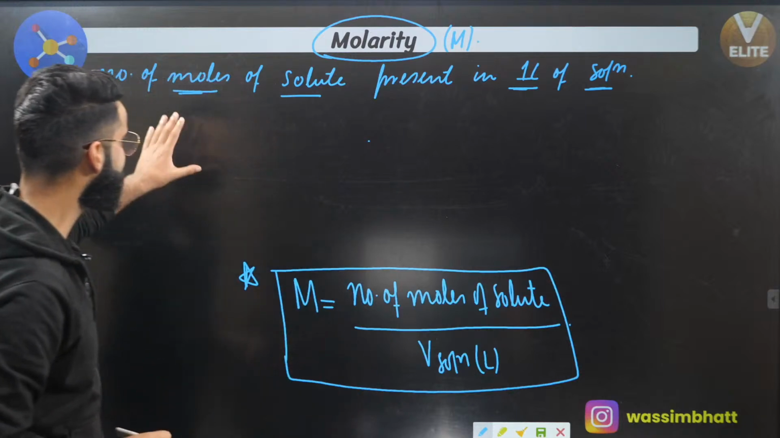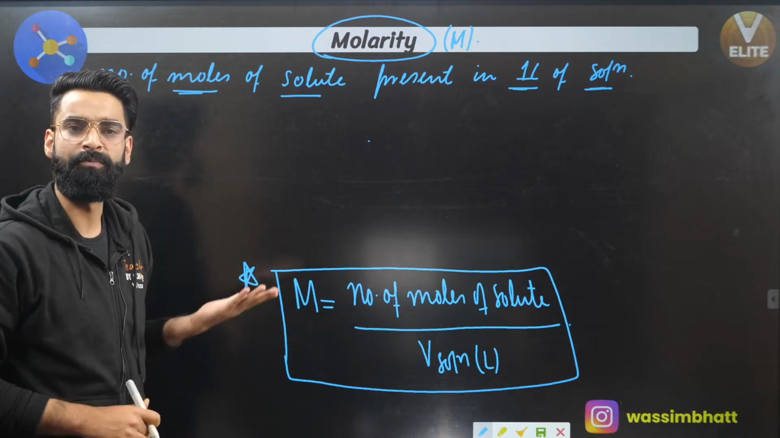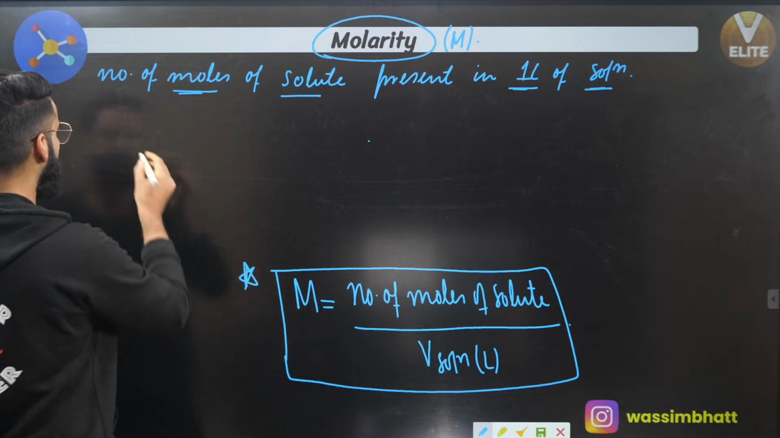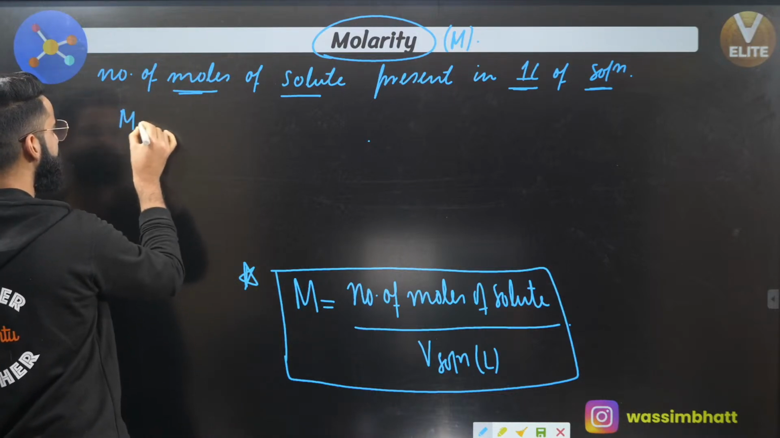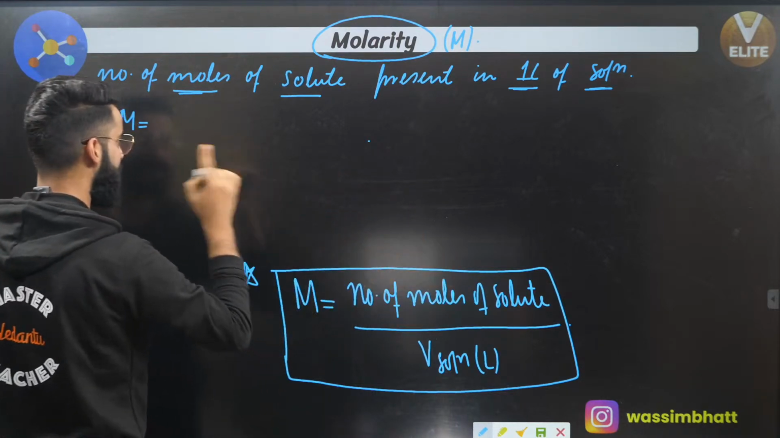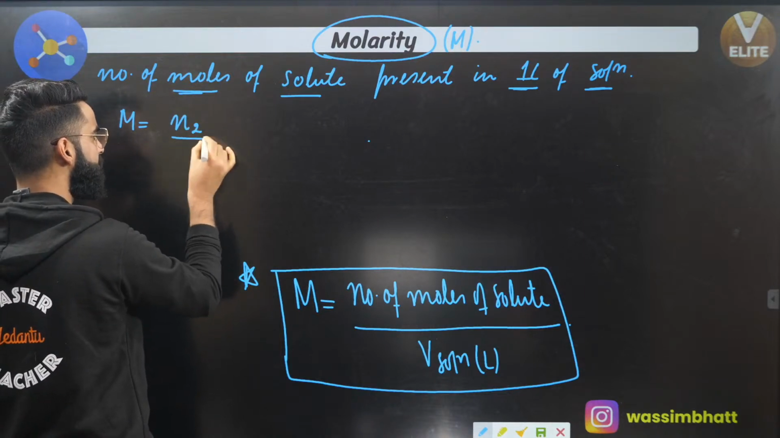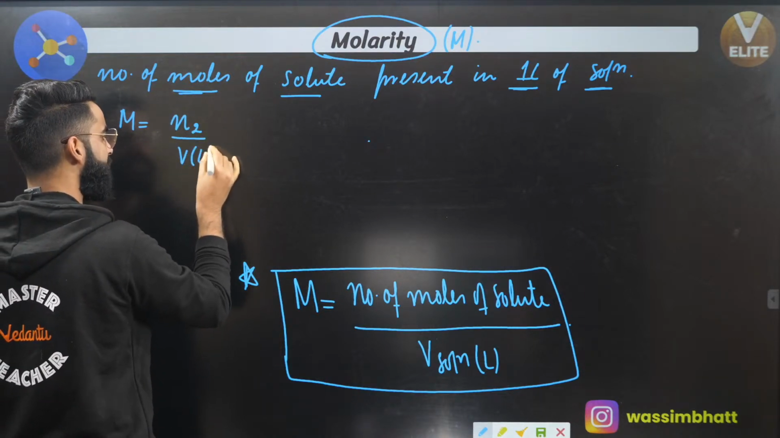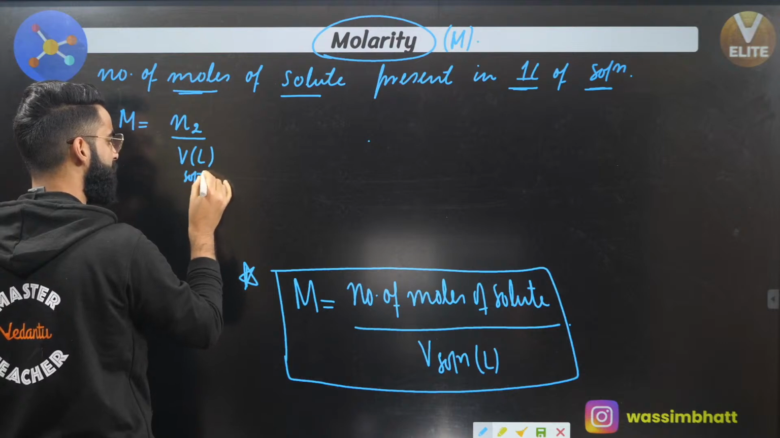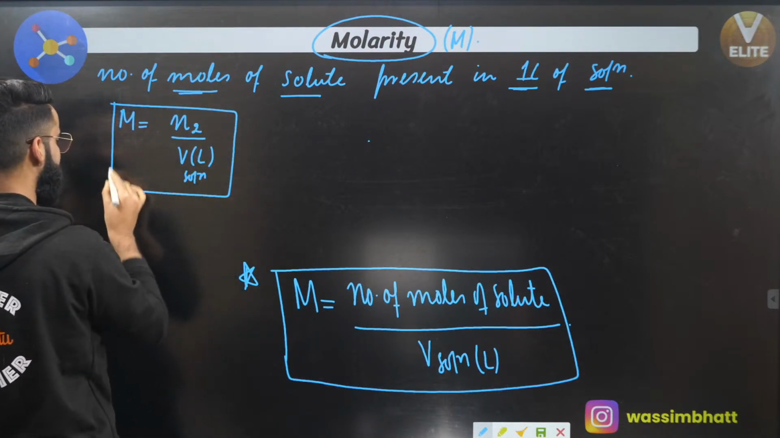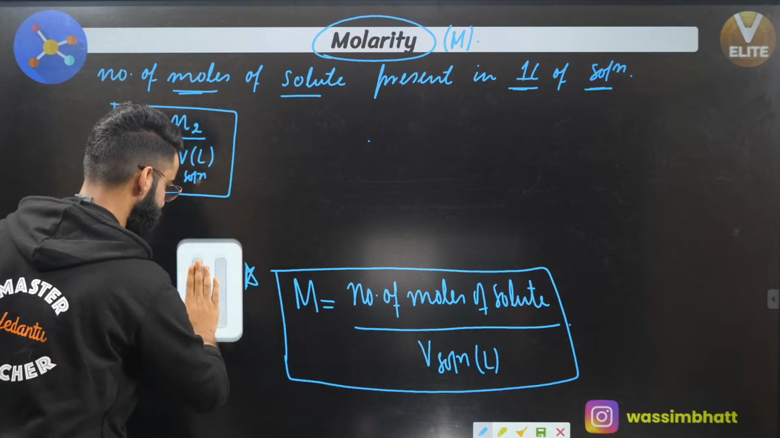We got to know molarity is defined as the number of moles of solute present in 1 liter of solution. And we got the formula of molarity as the number of moles of solute, which we note down as N2, divided by the volume of solution in liters. Be careful with the terminologies. This is the volume of solution. This is the first formula by means of which I can calculate the molarity of the solution.